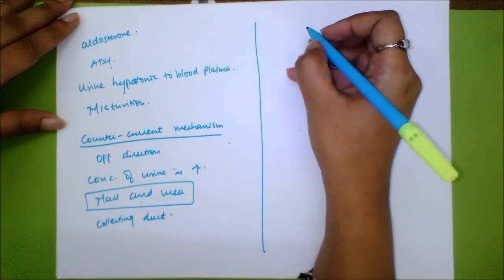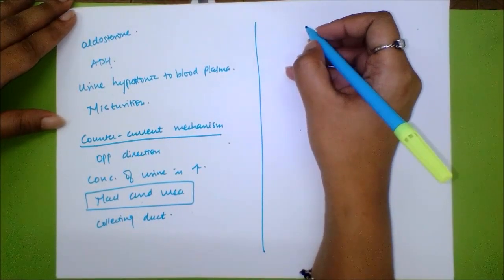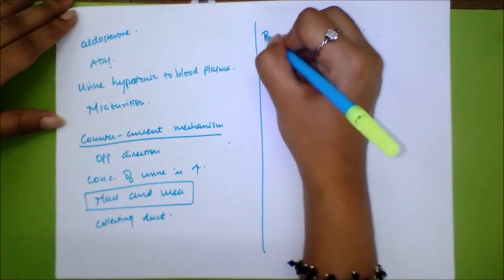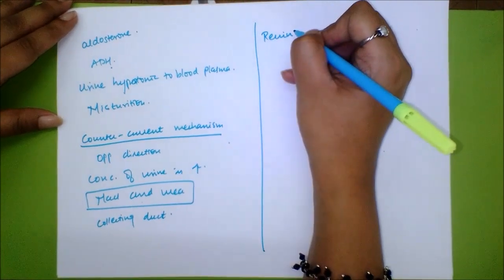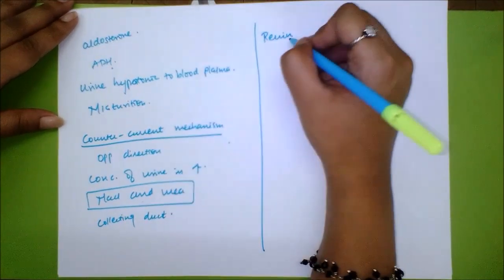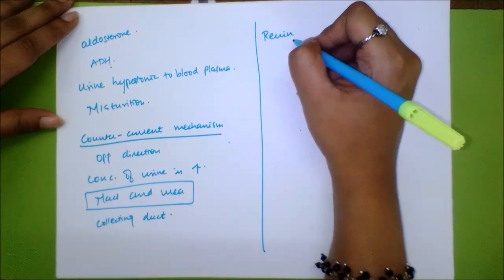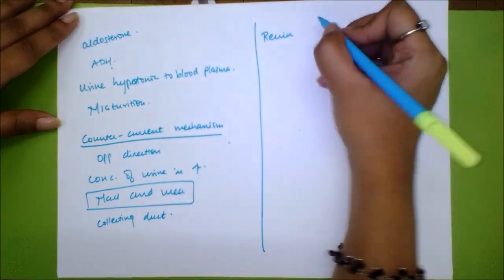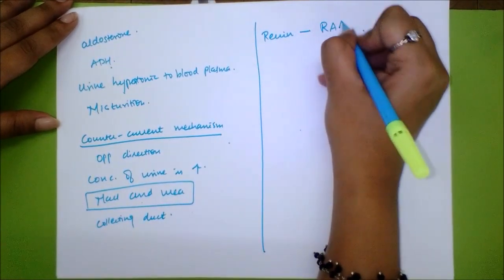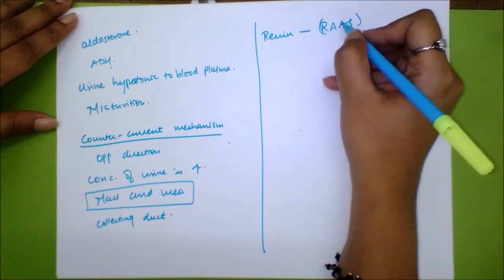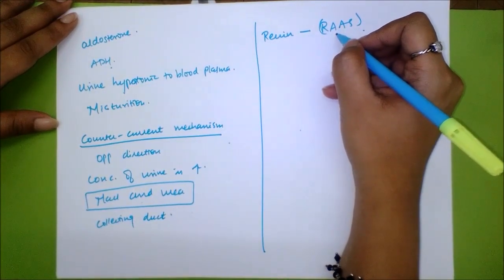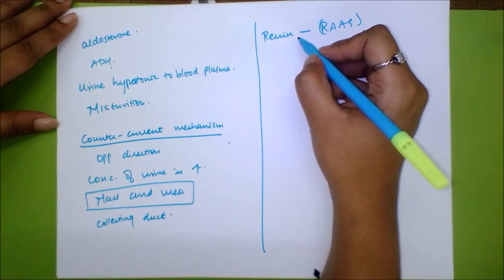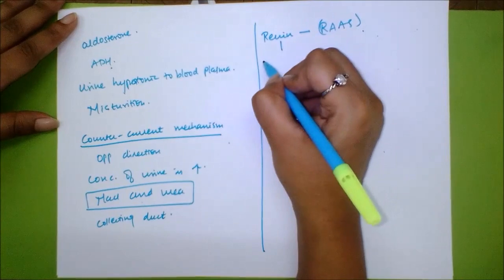Regulation of kidney functions. As blood pressure decreases, the cells of juxtaglomerular apparatus release the enzyme renin. They activate RAAS, that is nothing but renin angiotensin aldosterone system. Renin converts angiotensinogen into angiotensin 1.